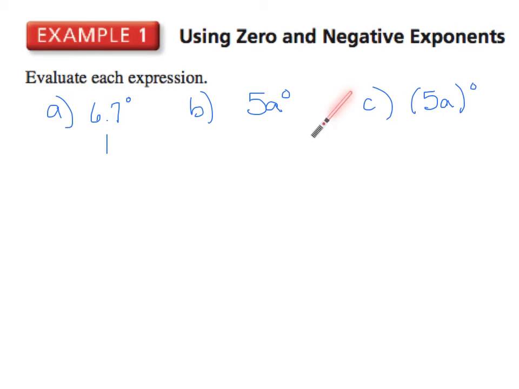So this is where you have to realize that parentheses make the whole world of difference here. In the first one, 5a to the power of 0, this really means 5 times a to the power of 0. Well, a to the power of 0 is 1, and 5 times 1 is 5. So in this case, you're only taking the a to the power of 0, not the 5. Now in C, we're taking the 5 and the a both to the power of 0. So this one's just going to give us 1.